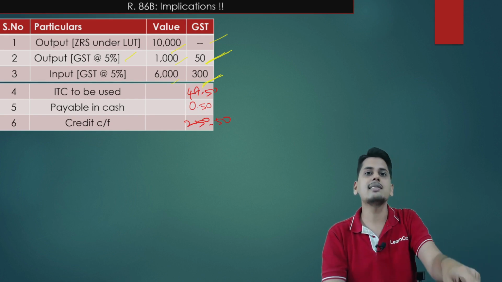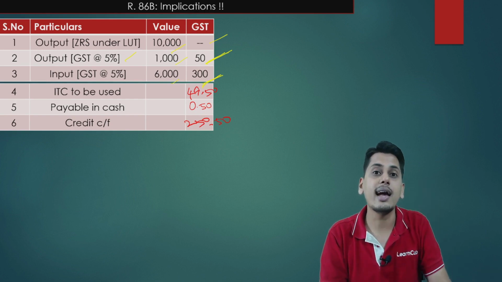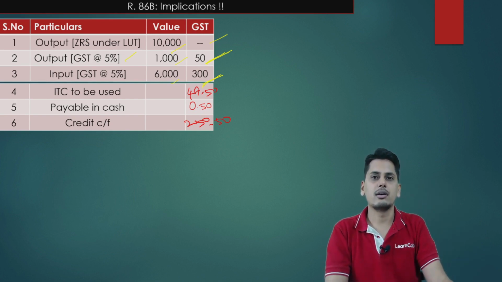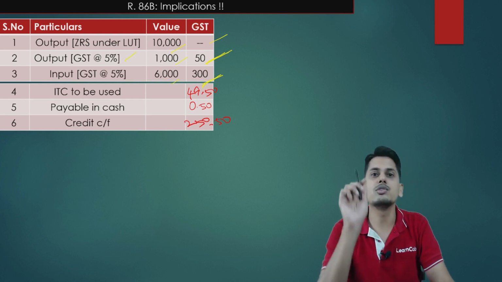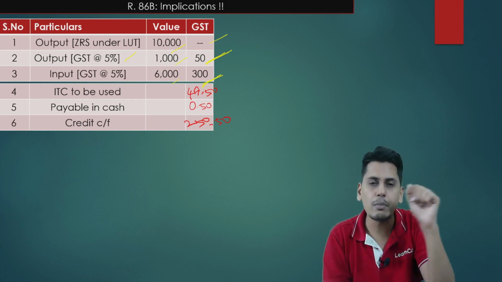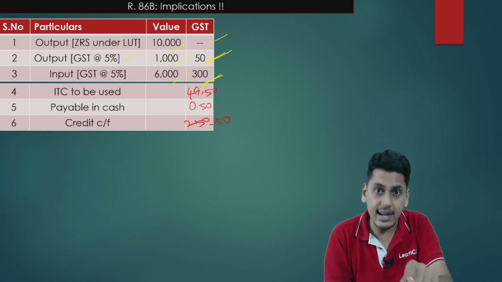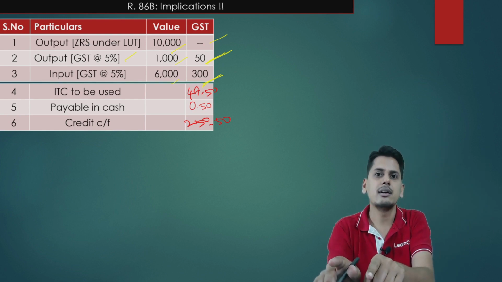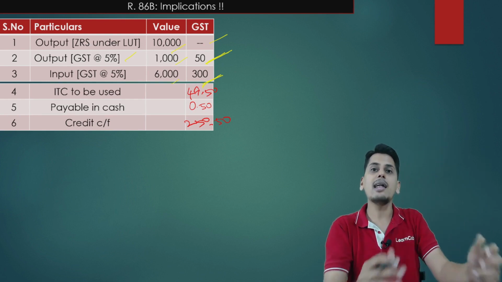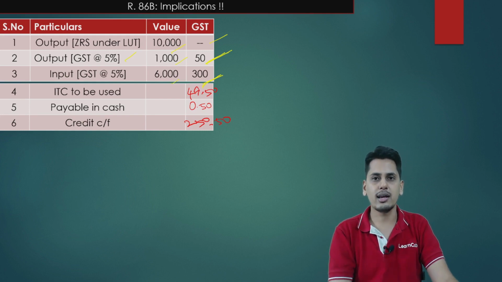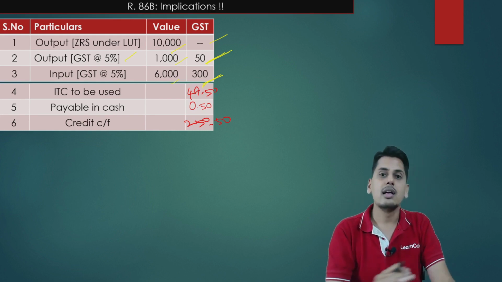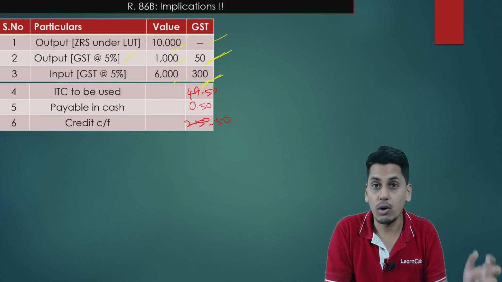The government has asked him, do not pay your entire liability from the credit ledger. Only to the extent of 99% of the output tax liability can you use your credit ledger, which means the balance I'll be paying from the cash ledger. To the extent I'm paying from the cash ledger, that is automatically going to add up to my balance of electronic credit ledger. Friends, let's suppose if 86B was not there, what would have happened?